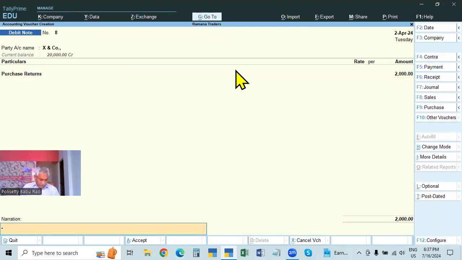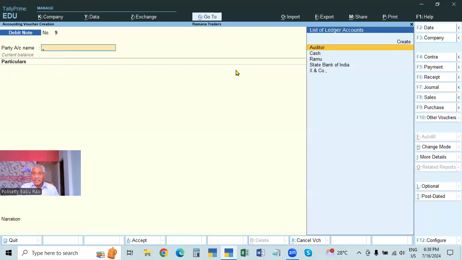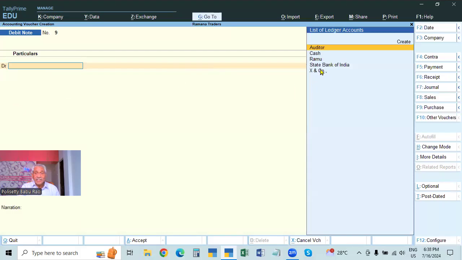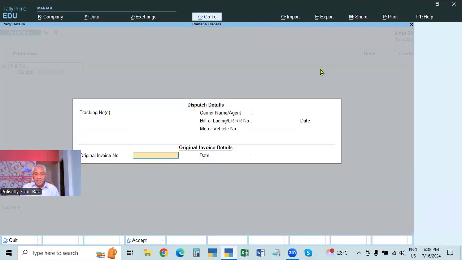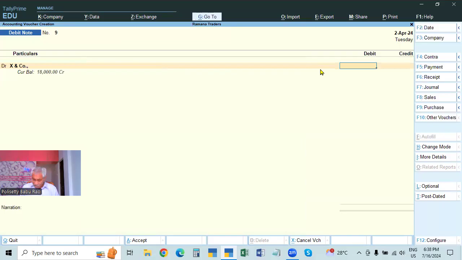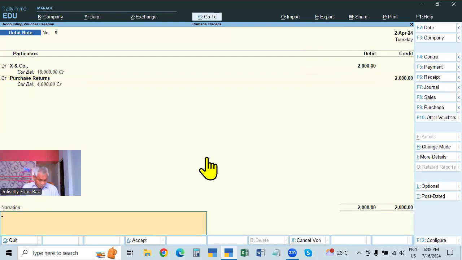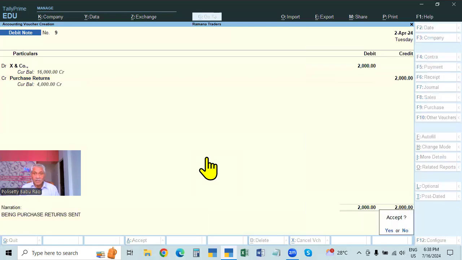And here, being purchase returns sent. Okay, this is double entry. For the single entry, if you take double entry, it means as voucher. Debit means the receiving person, X and Co debit, and the same number we will give. Number 7, date, and here accept, that is 2000 we have given, and the credit, purchase returns, comes automatically. Debit note is taking it automatically because in the beginning, the previous entry we had not created, so it did not do anything. Now it is already there. So the same thing, Alt R, the purchase returns sent.